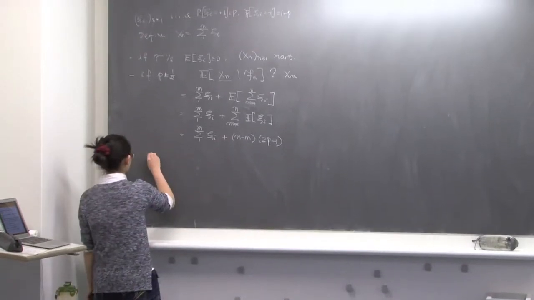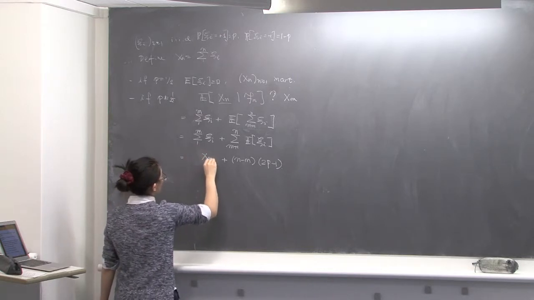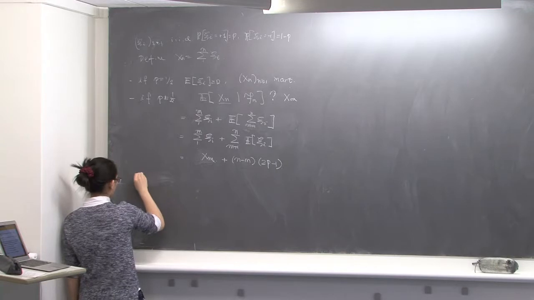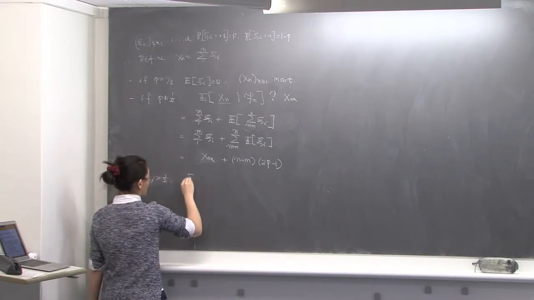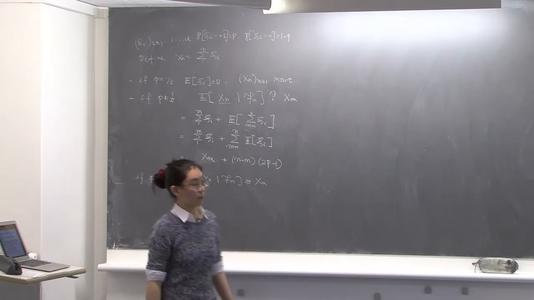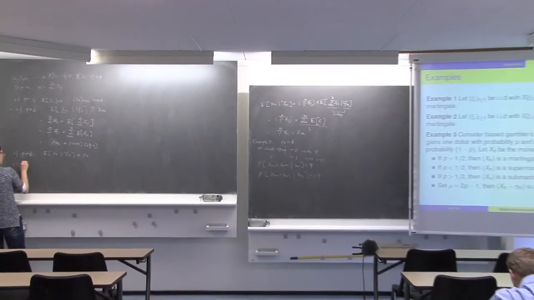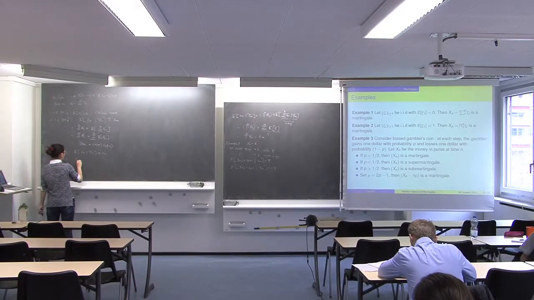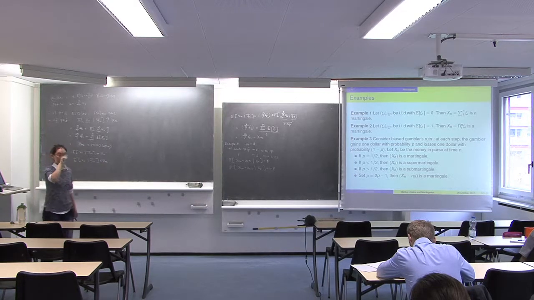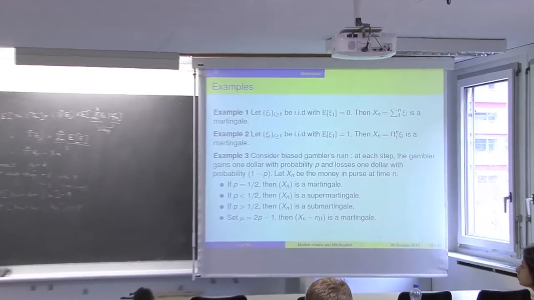And here we see that if p is greater than 1/2, and for this part, it is exactly Xm. So the conditional expectation equals Xm plus a constant. Clearly, if p is greater than 1/2, the conditional expectation is greater than Xm, so we are in the submartingale case. And if p is less than 1/2, then we are in the supermartingale case. So for the gambler's ruin, according to different parameters, it corresponds to a martingale, supermartingale, or submartingale.